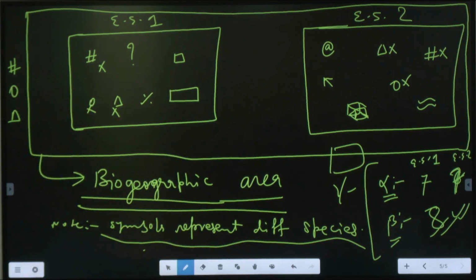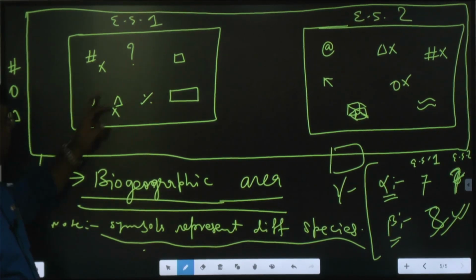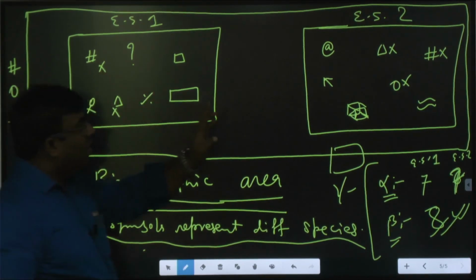So in this example we have 2 ecosystems and you just need to count the number of species which are actually found in ecosystem 1 and 2. So what is that number? 1 2 3 4 5 6 7.